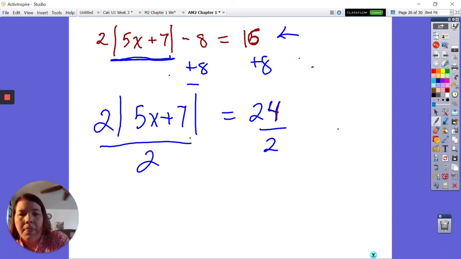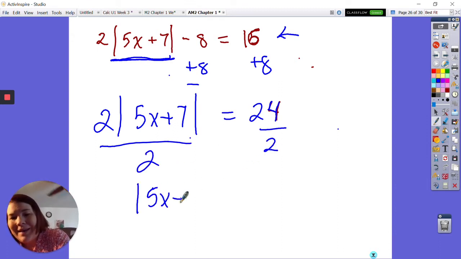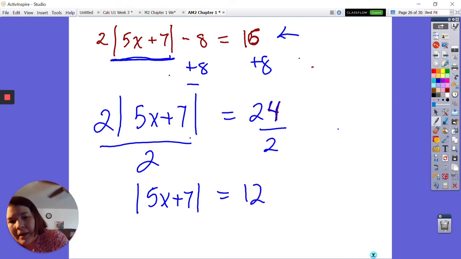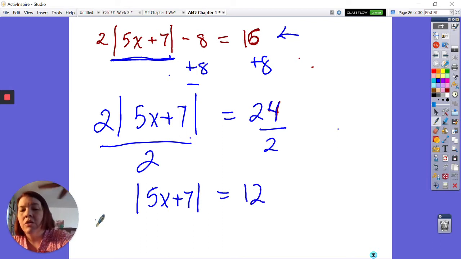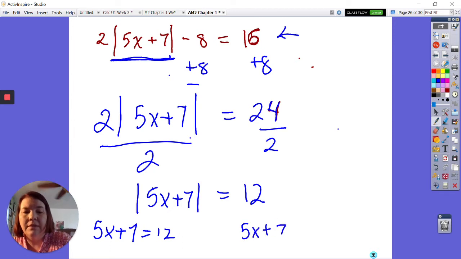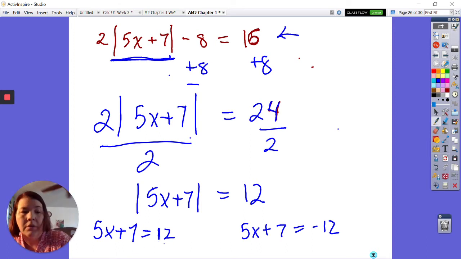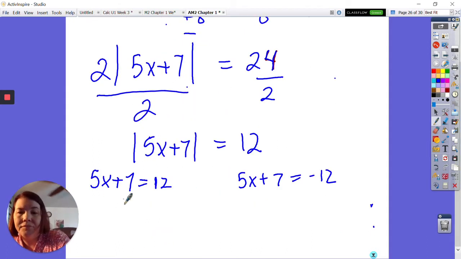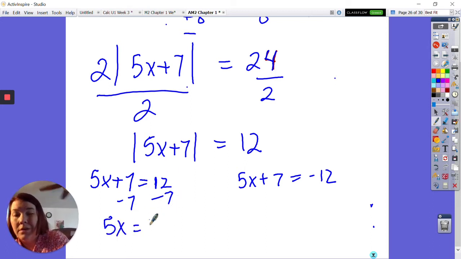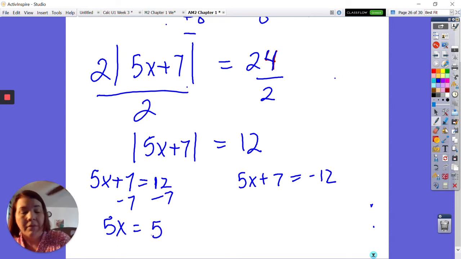So then the absolute value is isolated, and then I can go into the motions of what I was doing before. So the stuff is 12, or the stuff is negative 12, and solve those. And these are both going to be fractions because I didn't think it through. That's okay. Minus 7 minus 7, 5x equals 12 minus 7, 5. Well, hey, that one works out. And so x is 1. Hey, I guess I got lucky.